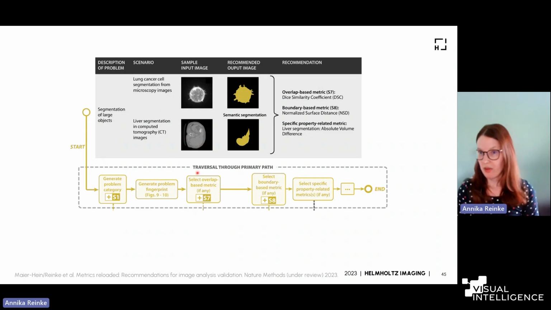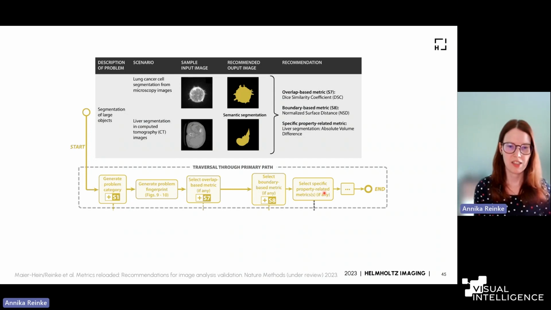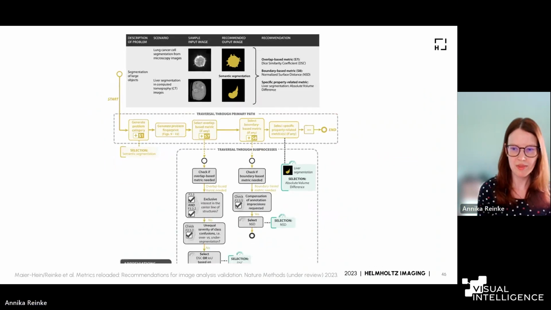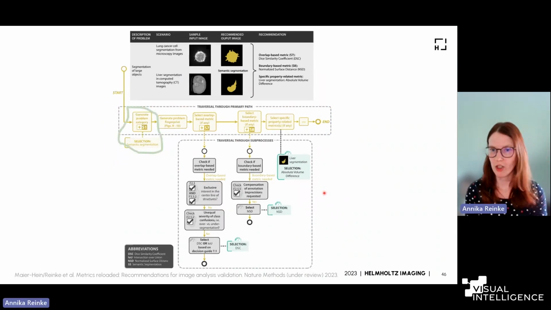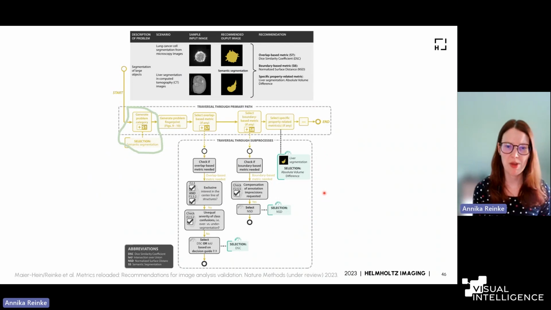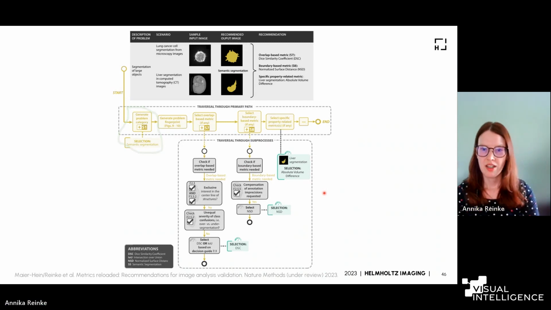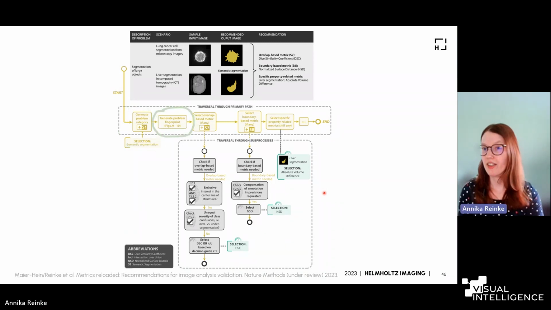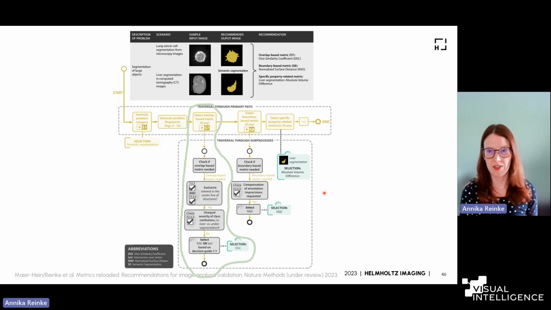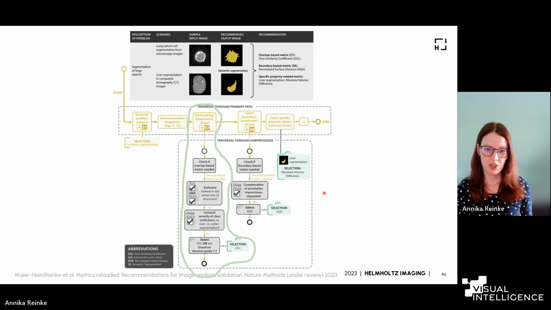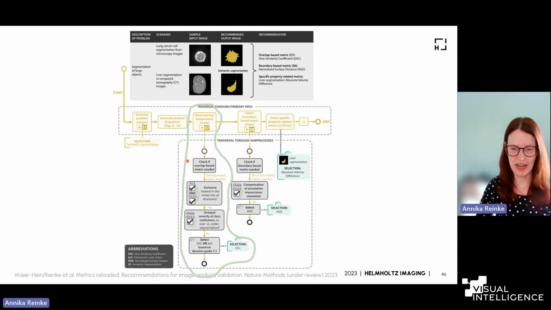So these are the steps that remain if we only focus on these tasks. Let's go through them in a bit more detail. So first, generate the correct problem category. So making sure that we're really facing a semantic segmentation problem. This is not always done correctly, so we also have a decision tree for this. Then we generate the problem fingerprint and go to the first type of metric, which are overlap-based metrics. So metrics measuring the pixel overlap between the reference and our algorithm output. So we are looking at some inclusion and exclusion criteria. In our case, we need such a metric.